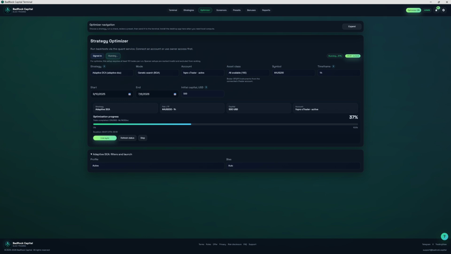Now we select the asset, account, and timeframe. On the screen, we are testing Adaptive DCA on the selected instrument through the connected brokerage account. Next, we set the historical testing interval. It is important to maintain a balance here. A period that is too short may produce an attractive result simply because the market remained in one regime throughout the entire interval. A period that is too long may combine completely different market phases and make the optimization excessively broad. For an initial test, you can use the following guidelines.